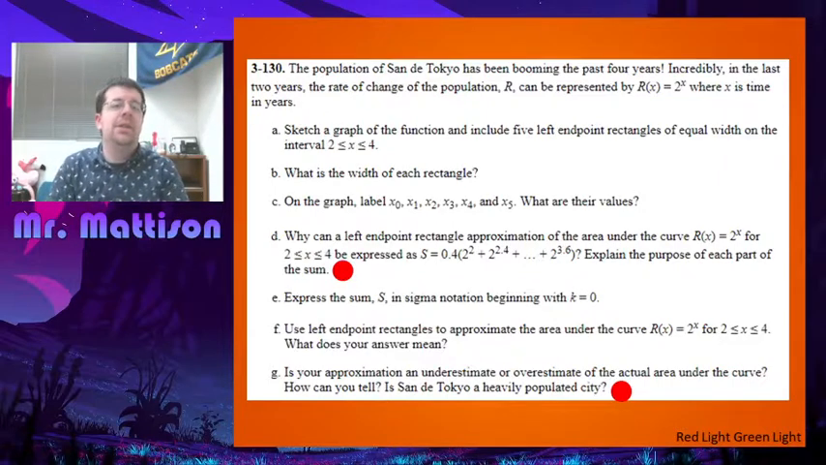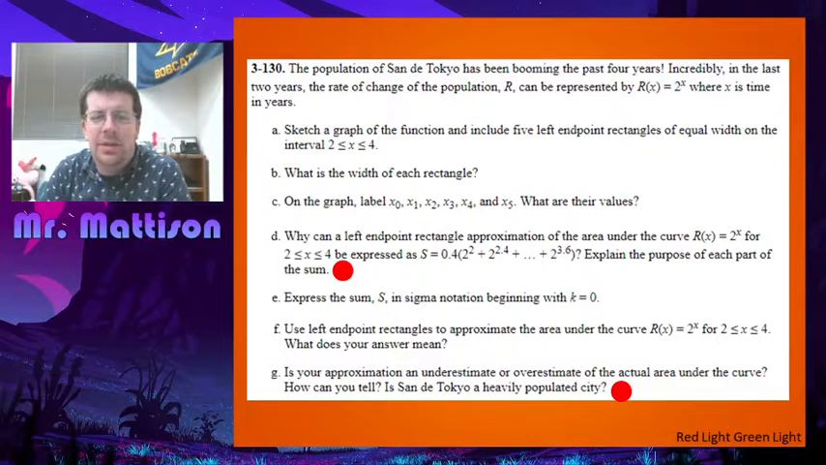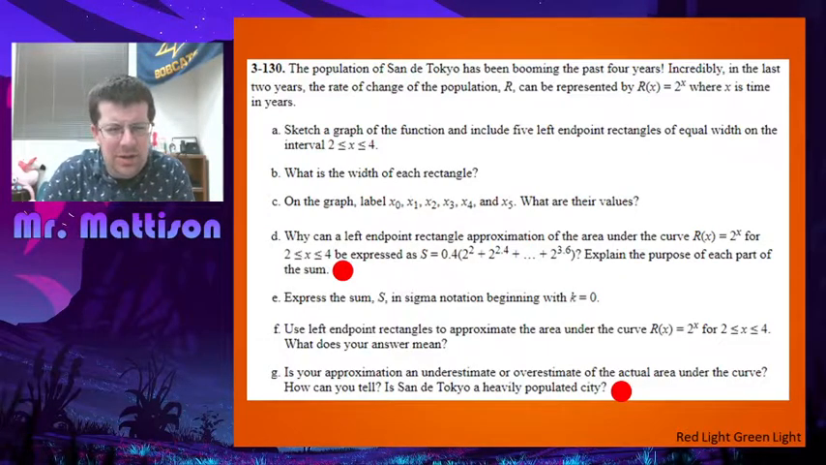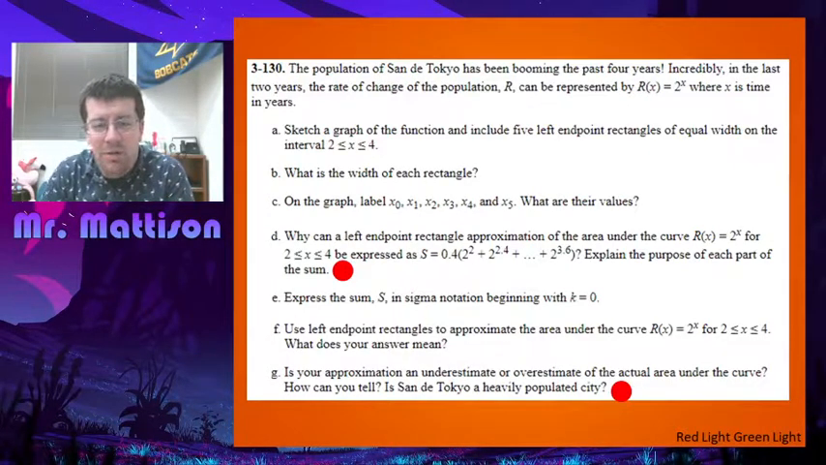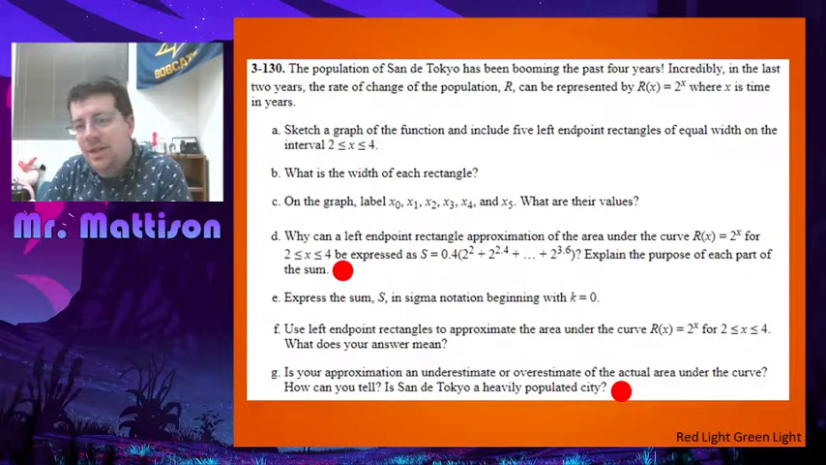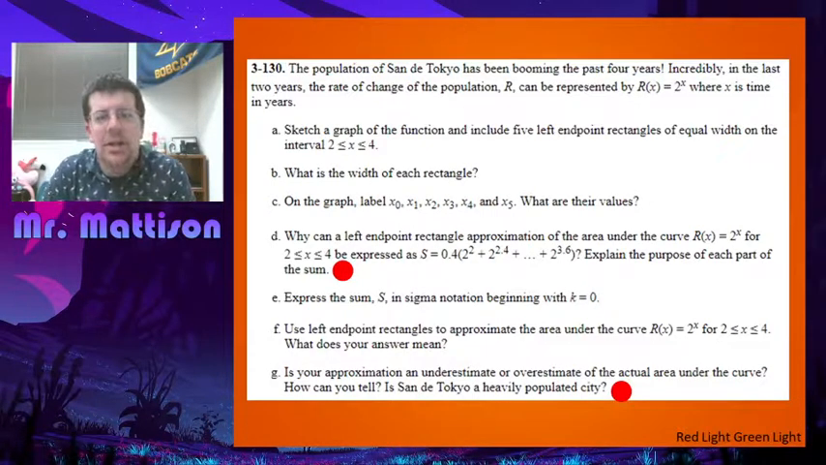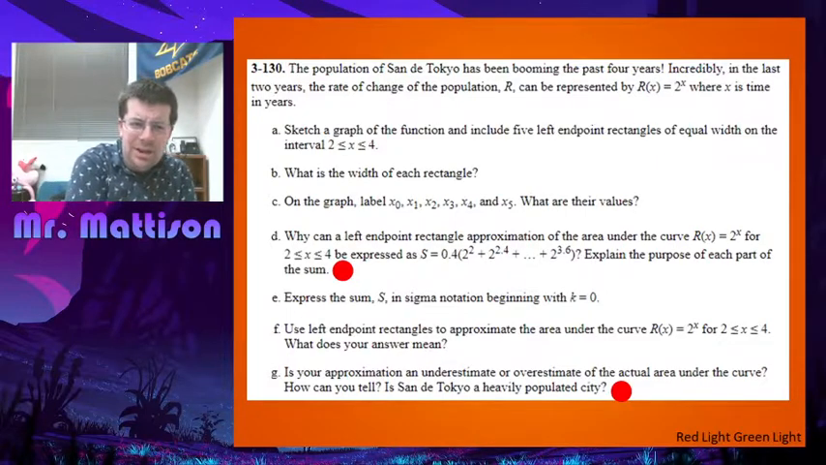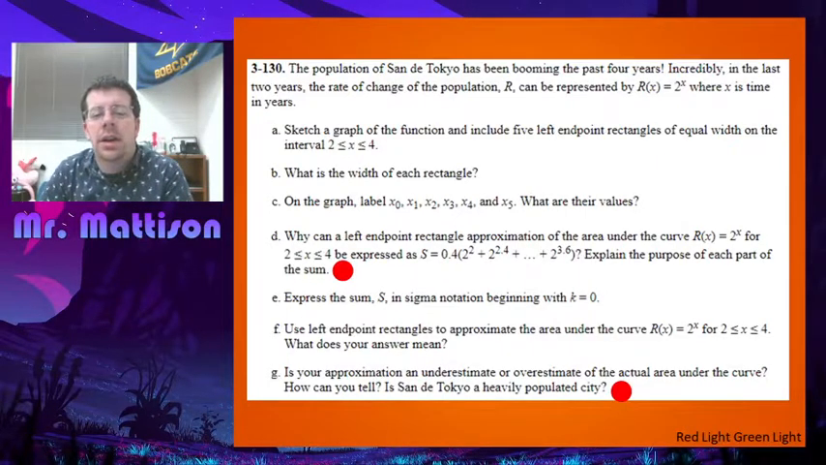So problem 130, we're talking about the population of San Tokyo, and they have a very high growth rate. It is actually increasing, so they can represent that by the function 2 raised to the x power. What we want to do is sketch a graph of the function, and then break up the region between 2 and 4 into 5 intervals, just like we did last time, and work through the problem in the same way.